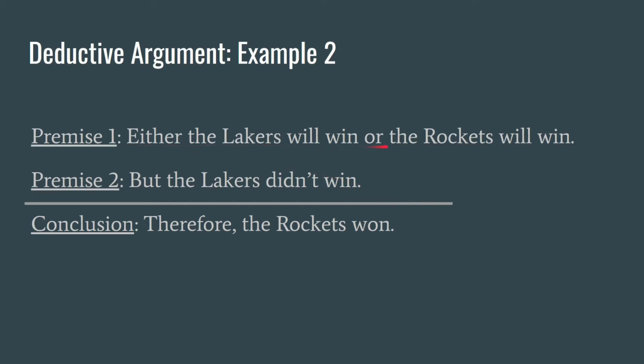Here's a second example. Either the Lakers will win or the Rockets will win, but the Lakers didn't win. Therefore, the Rockets won. If these sentences are true, the conclusion must follow. That's the hallmark of a deductive argument.